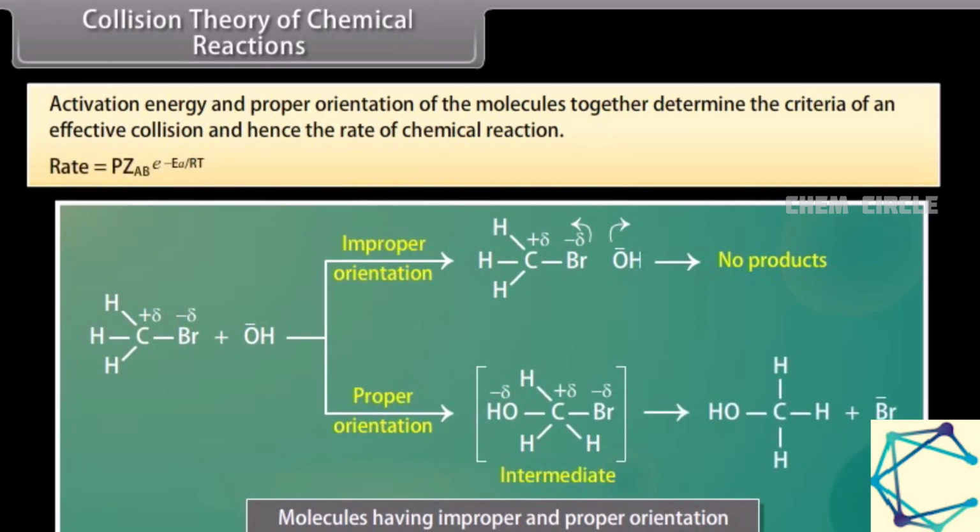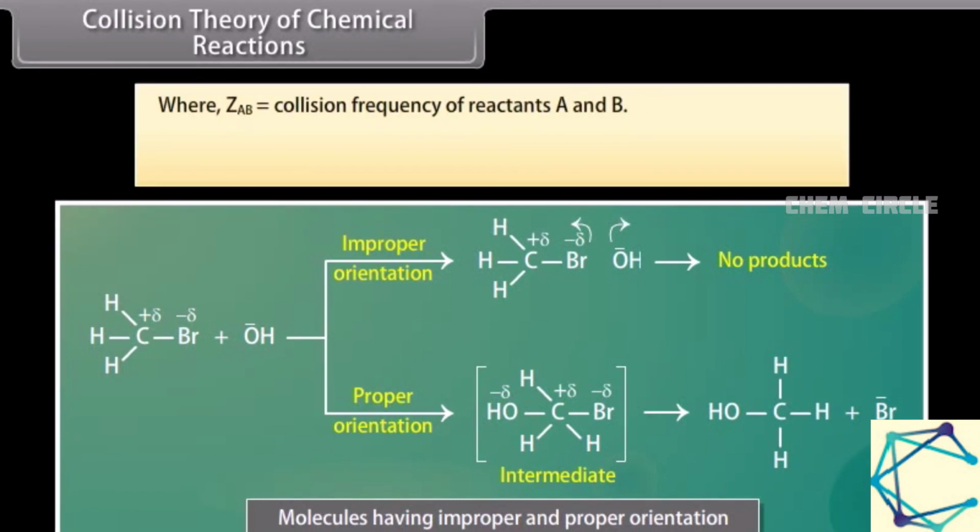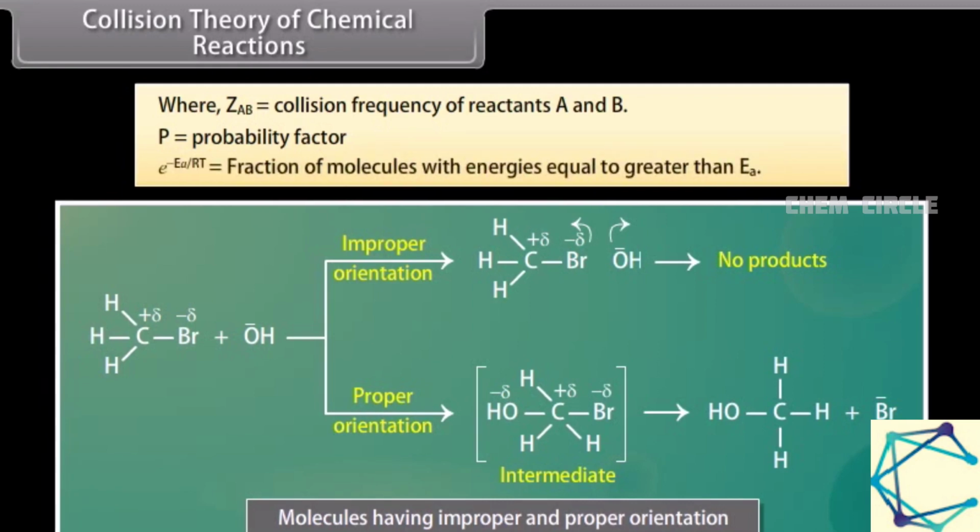Rate is equal to product of P, ZAB and e raised to the power minus EA upon RT, where ZAB is equal to collision frequency of reactants A and B, P is equal to probability factor, and e raised to the power minus EA upon RT is equal to fraction of molecules with energies equal to or greater than EA.